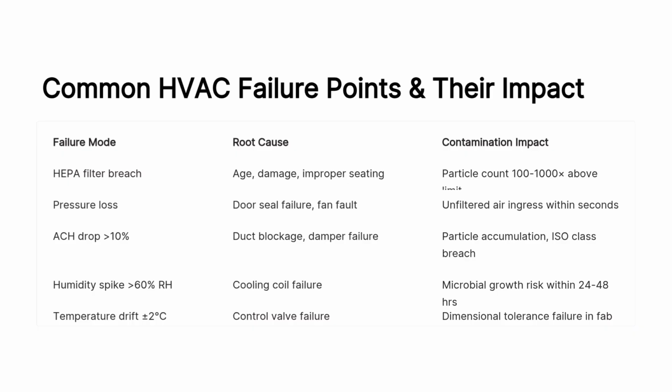Heating, ventilation, and air conditioning systems can fail due to high-efficiency particulate air filter breaches, pressure loss, air changes per hour drop, humidity spikes, and temperature drift. These failures, caused by factors like age, damage, or control valve issues, lead to significant contamination risks, including increased particle counts and microbial growth. Immediate attention is crucial to maintain cleanroom standards.